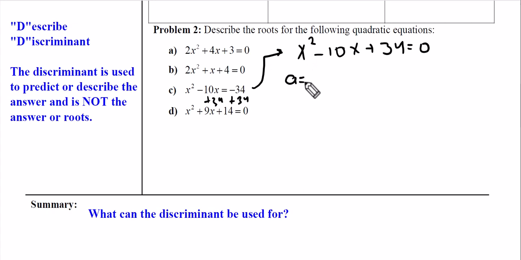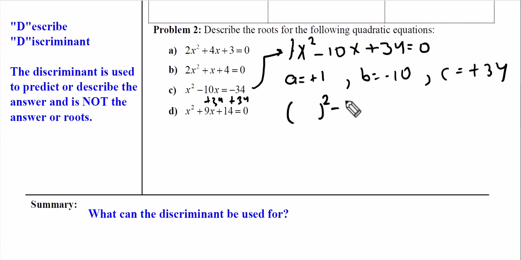So A is positive 1, B is negative 10, C is positive 34. Right? There's a 1 in front. A is not x squared. A is not 0. Okay, B is not negative 10x. I know the common mistakes you guys are going to be doing. We're just writing down the numbers in front of the letters. So we set up the discriminant, b squared minus 4ac. This is the discriminant which is used to describe. I plug in these numbers, positive 1, positive 34.